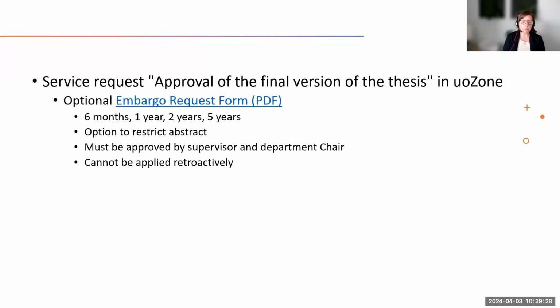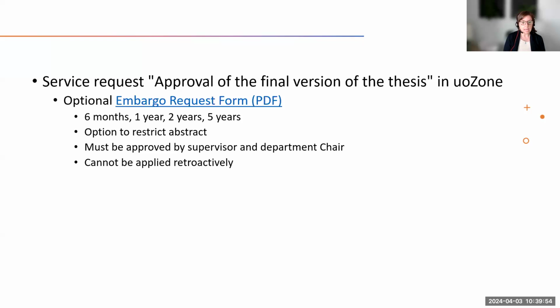At this time, you have the option to request an embargo on your thesis. The optional embargo provides a delay of the online access or publication to your thesis for a specified period of time. And that can be anywhere from 6 months, a year, 2 years, or a maximum of 5 years. You have the option to restrict the abstract from appearing online during this time.